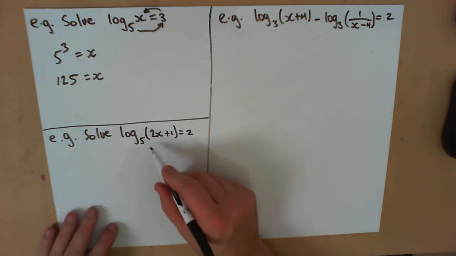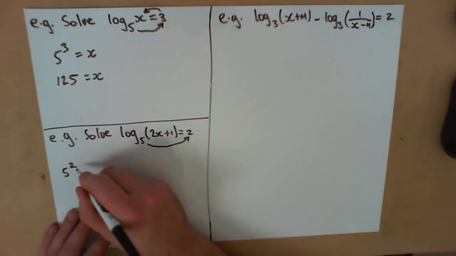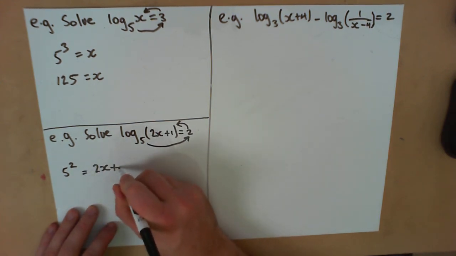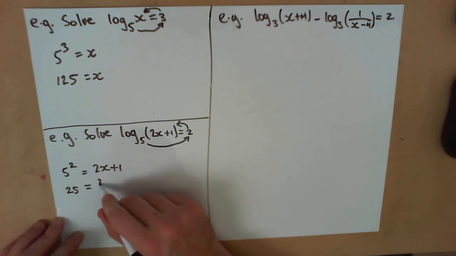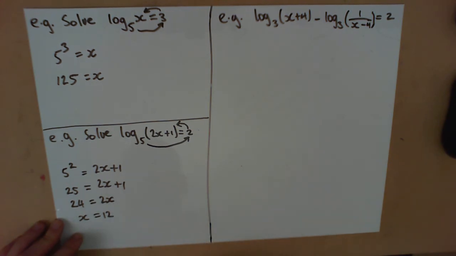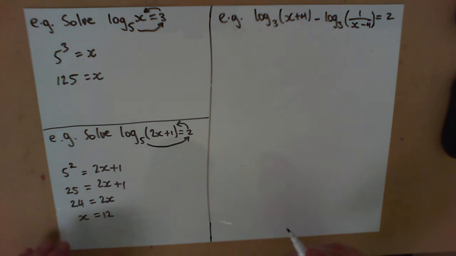Well, same thing. We can go 5 to the power of 2 equals 2x plus 1. 5 squared, 25 equals 2x plus 1. Take our 1 away, 24 equals 2x. Divide by our 2, x equals 12. Key here again, that Loopy Method around. Now this question will involve the Loopy Method, but we've got a little bit of work to do before we can get there.